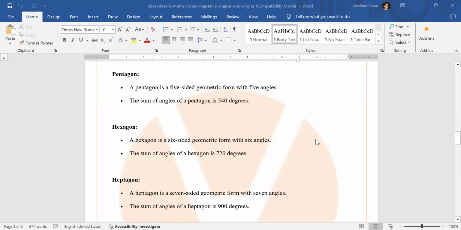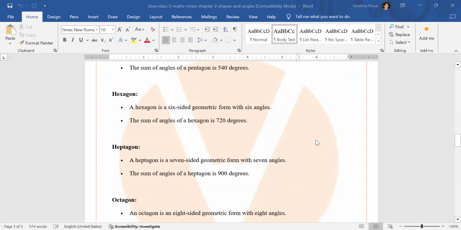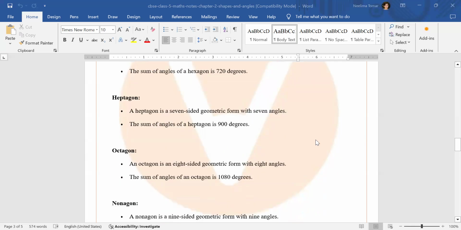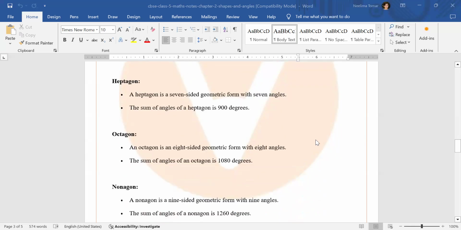What about a pentagon? A pentagon is a five-sided geometric form with five angles. The sum of angles of a pentagon is 540 degrees. Hexagon. A hexagon is a six-sided geometric form with six angles, and the sum of the angles of a hexagon is 720 degrees. What about a heptagon? As the name suggests, a heptagon is a seven-sided geometrical form with seven angles. The sum of angles of a heptagon is 900 degrees.